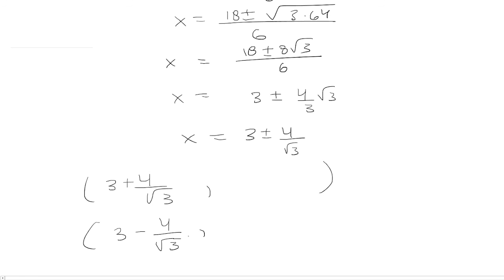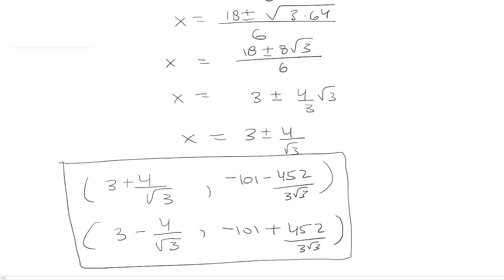To find what the y value is, you have to plug it into h. So what you get with that is negative 101 minus 452 over 3 root 3, and negative 101 plus 452 over 3 root 3. So these are the 2 points that we want.